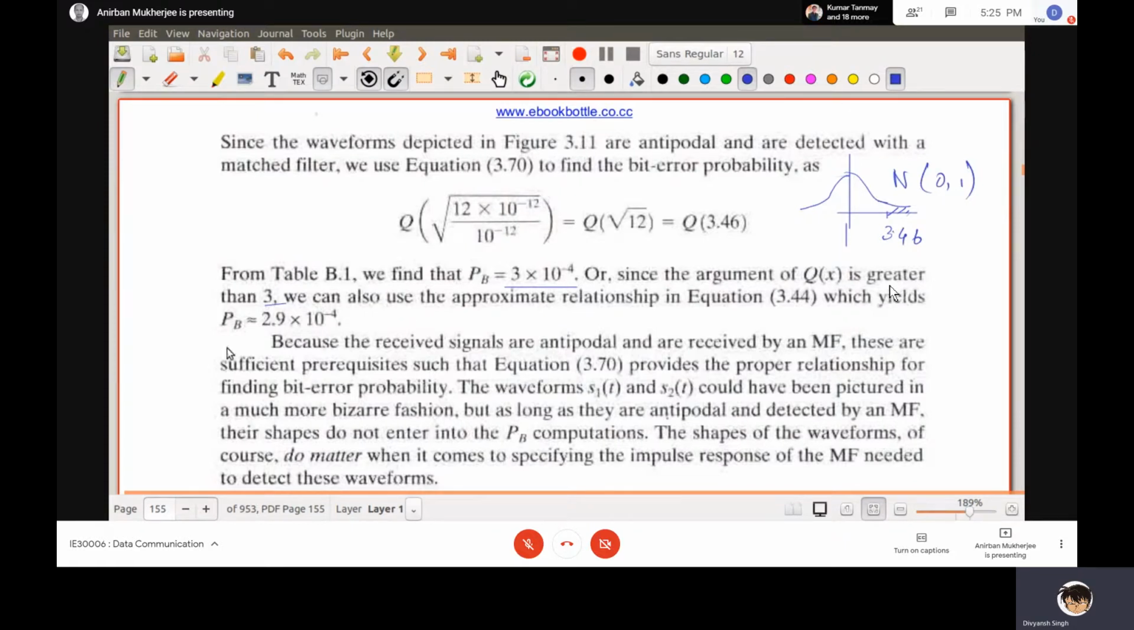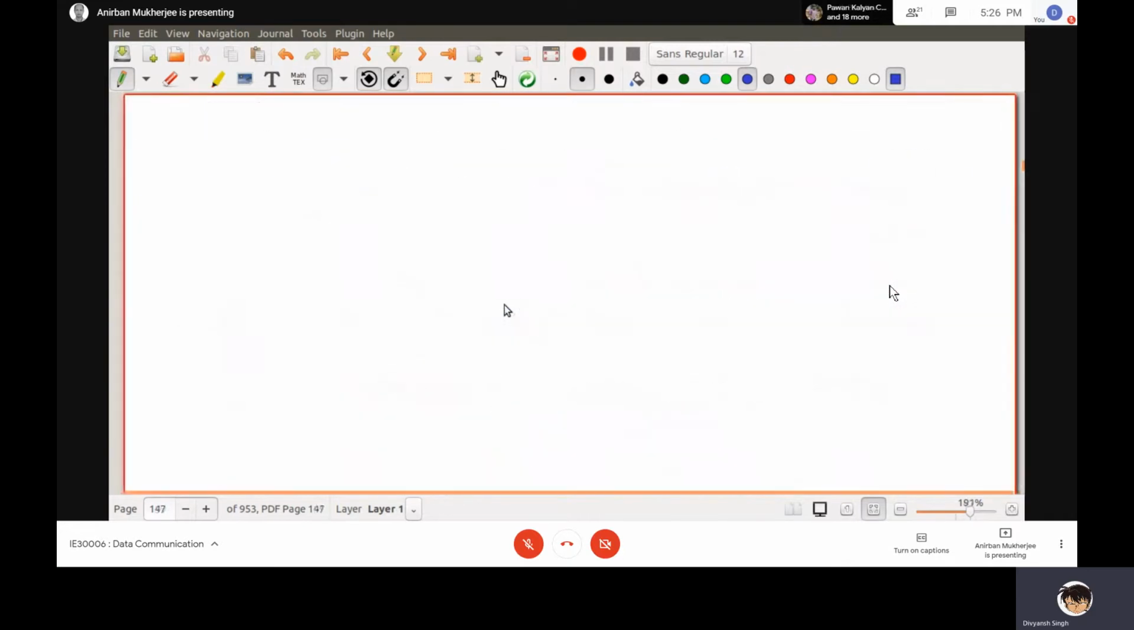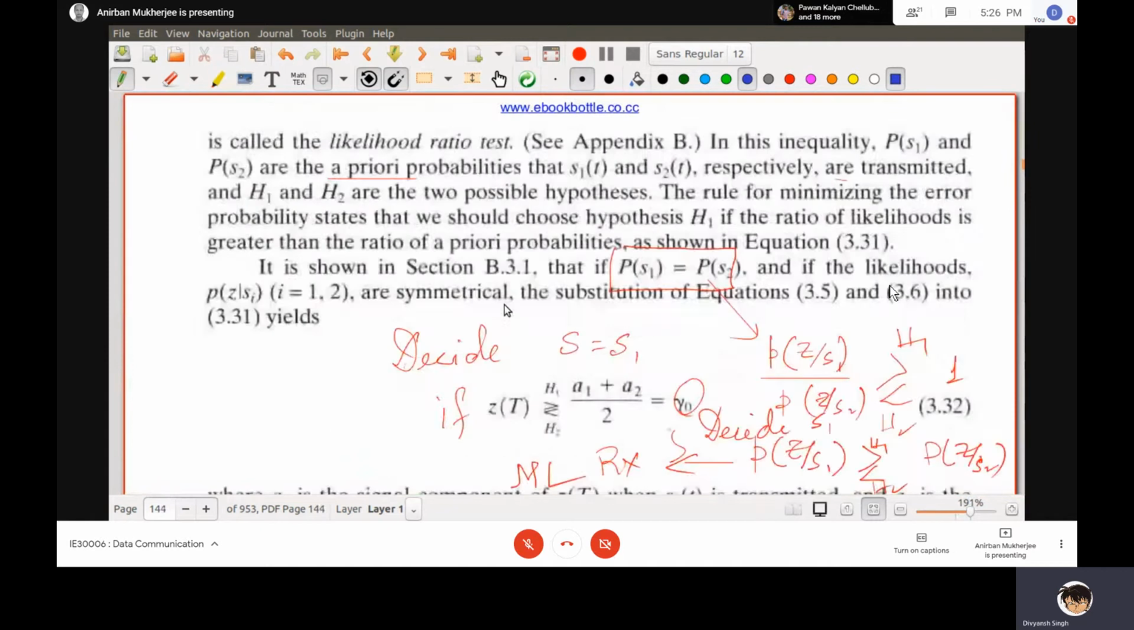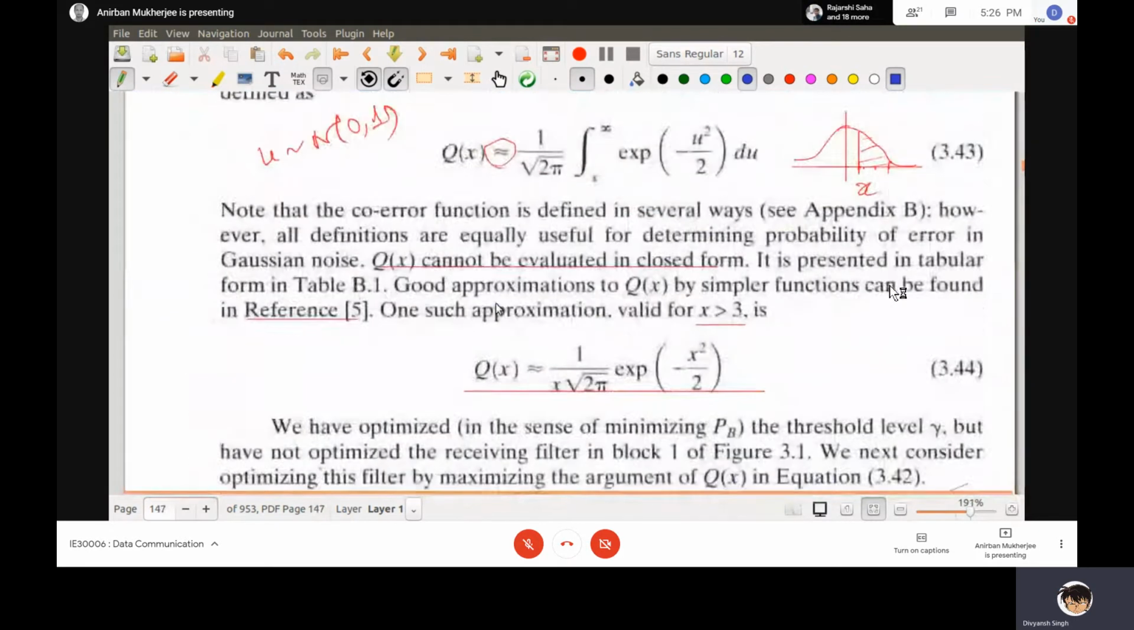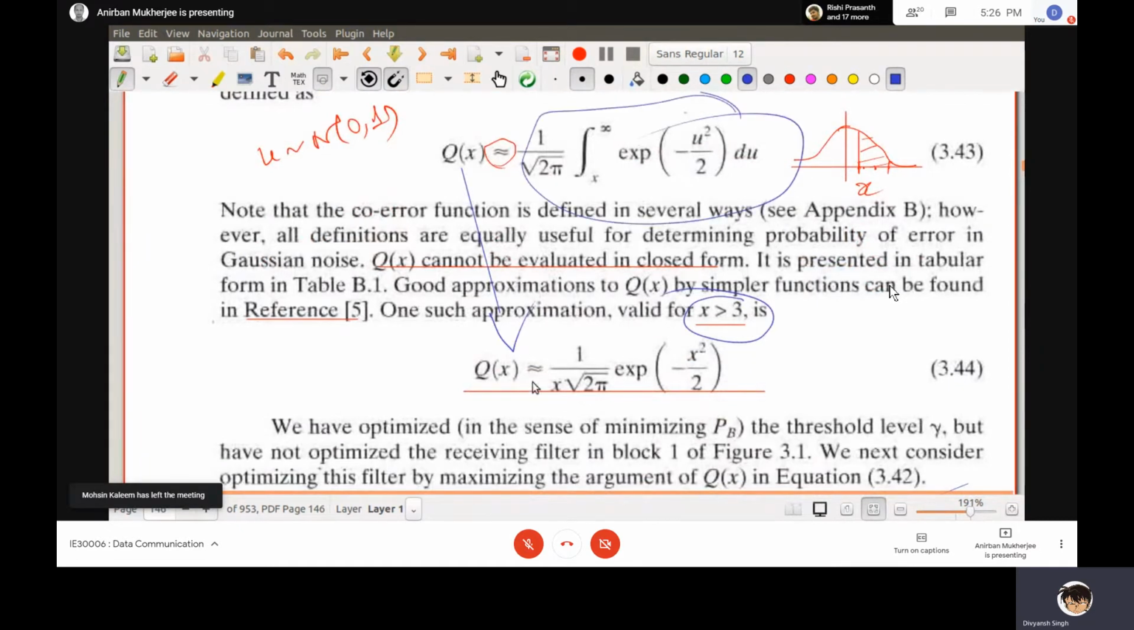That means from the normal table you are getting 3 into 10 to the power minus 4, and if you use the approximation, it is 2.9 into 10 to the power minus 4. That is their approximation. What is the approximation? If you can remember, for x greater than 3, this Q(x) can be directly written instead of this big formula. I can write it without integration. This is the important thing: 1 by x root 2 pi.